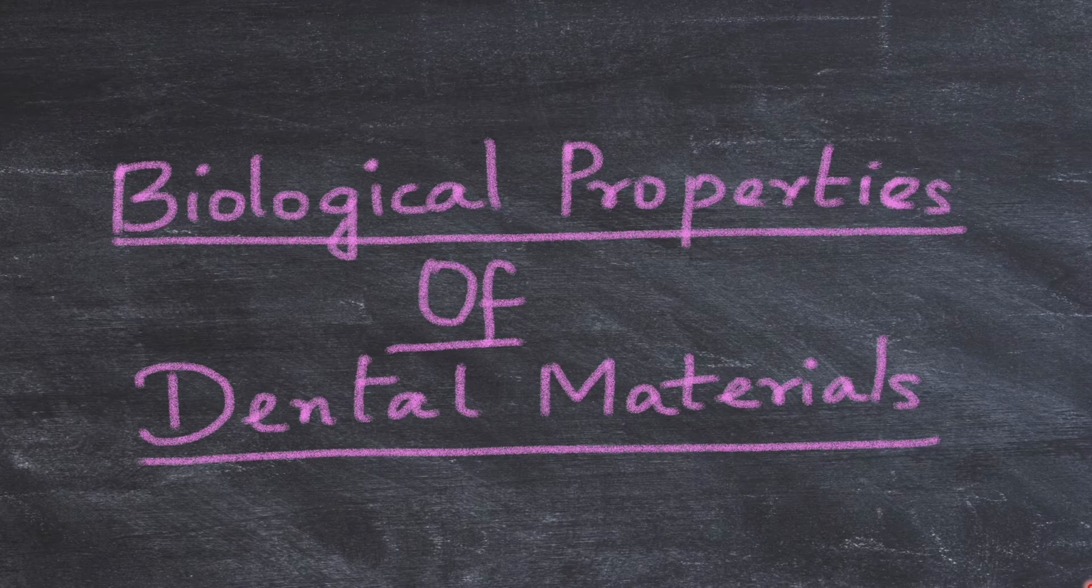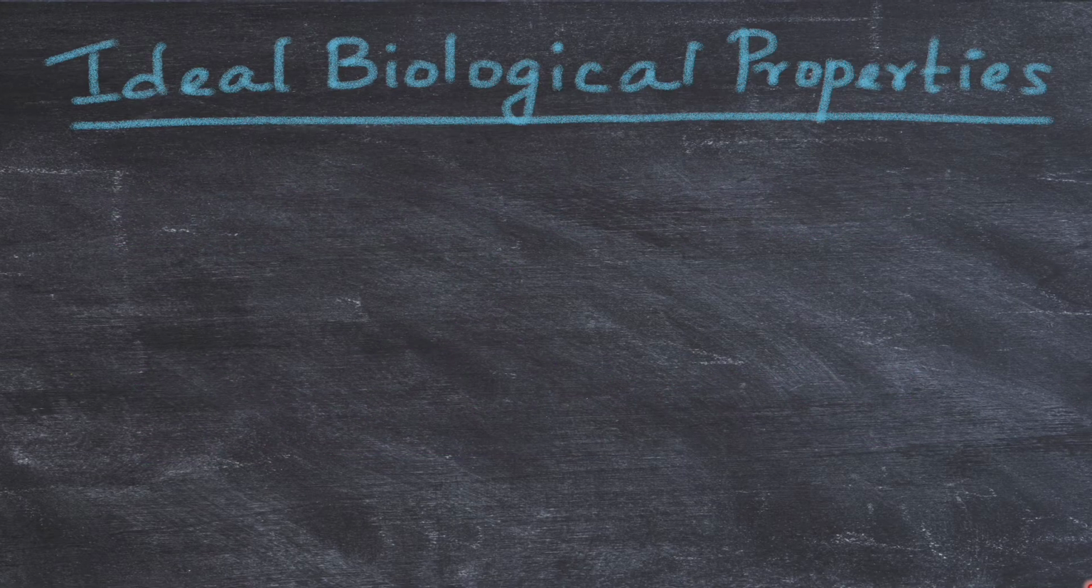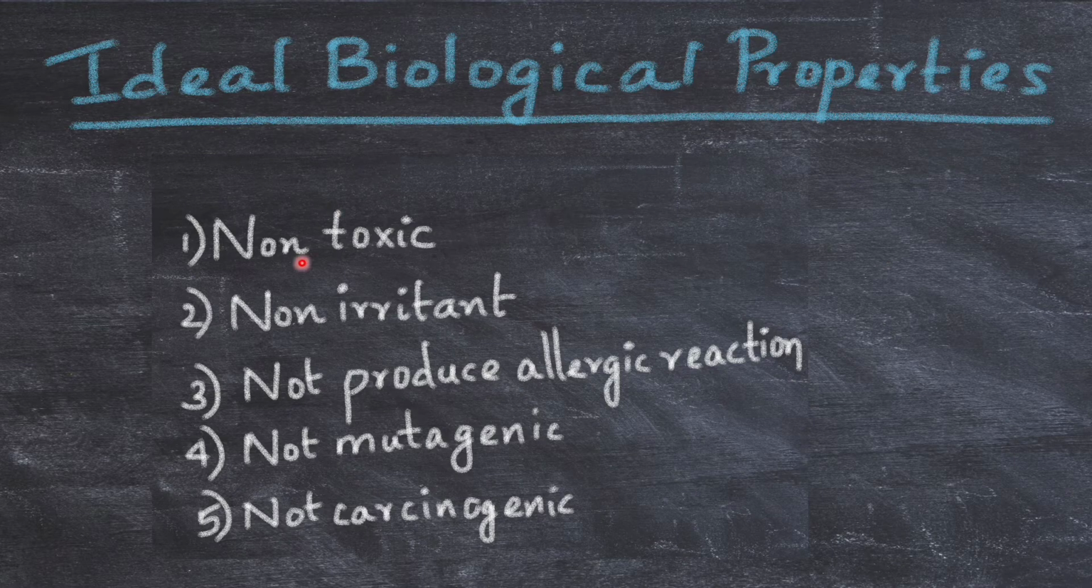This is going to relate to the efficacy of the drug or how good patient compliance it has. If a material is not biologically compatible or causes more harm than good to the patient, it fails its purpose, whichever it is intended to do. So in light of this, you have to learn the ideal biological properties. There are 5. It should be non-toxic, it should be non-irritant, it should not produce any allergic reaction, it should not be mutagenic, and it should not be a carcinogenic material.